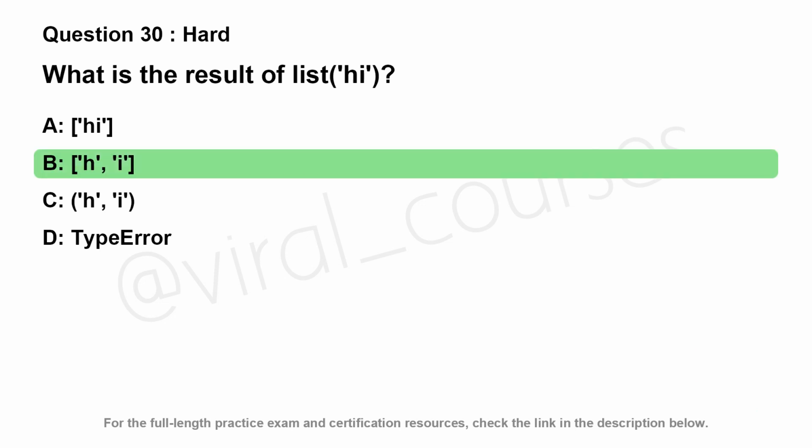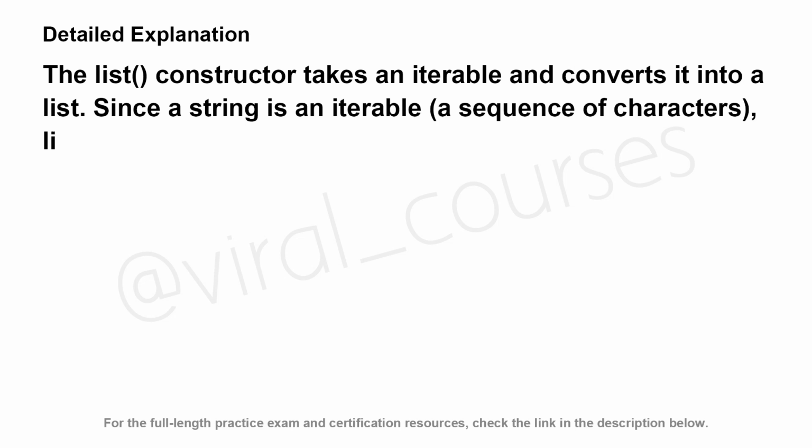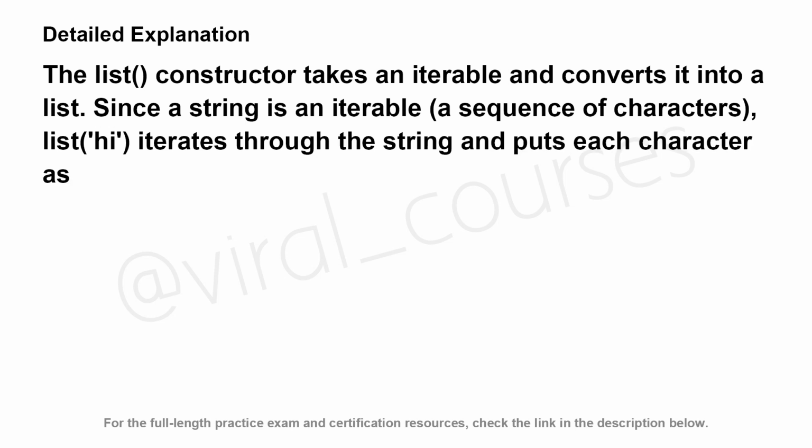The correct answer is B. The list constructor takes an iterable and converts it into a list. Since a string is an iterable, a sequence of characters, list("hi") iterates through the string and puts each character as a separate element into a new list.